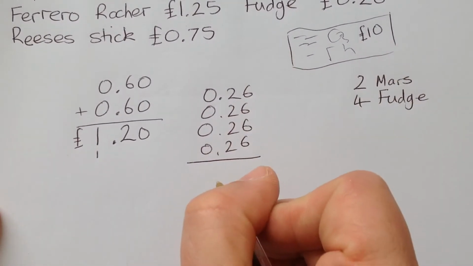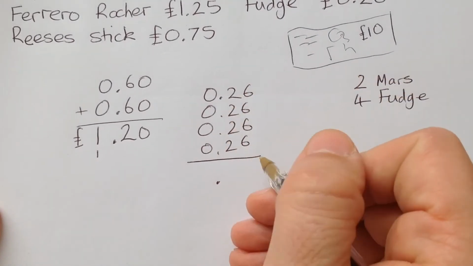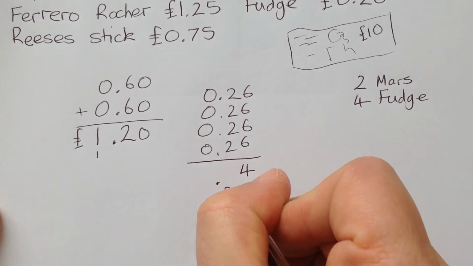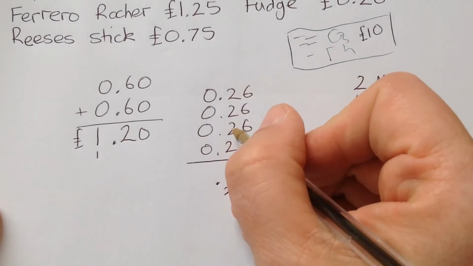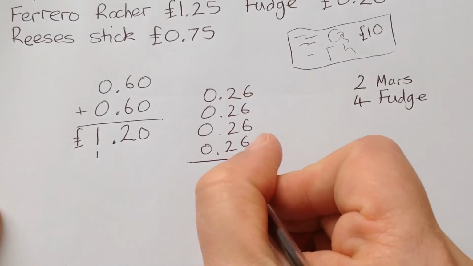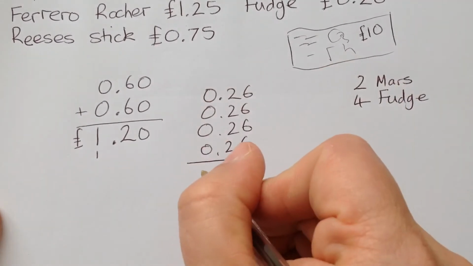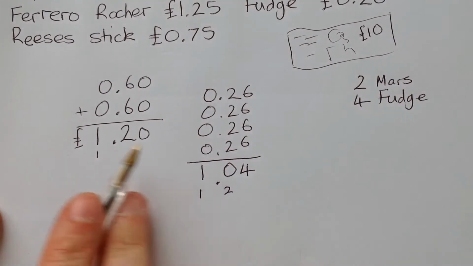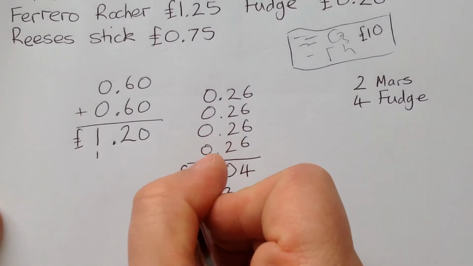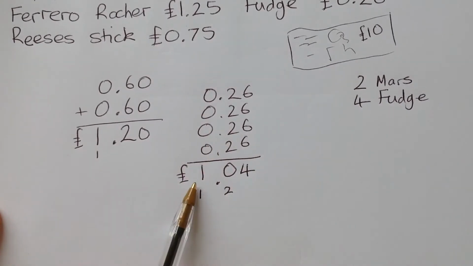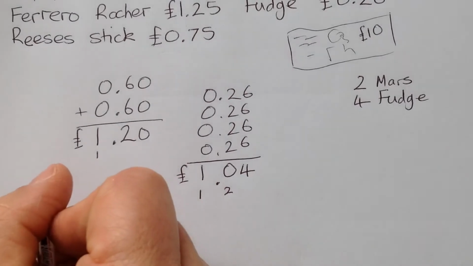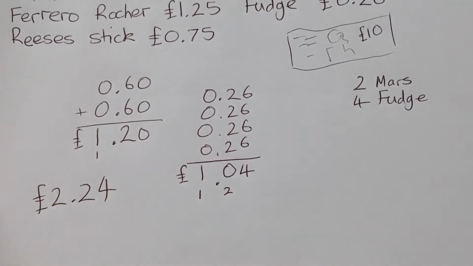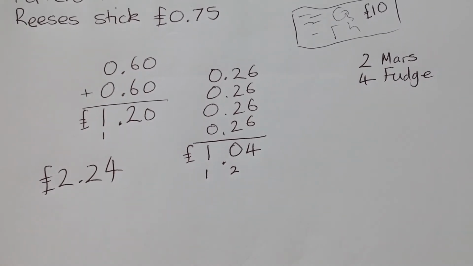So let's put my decimal point in. 4 6s are 24. So I put the 4 in and carry the 2. 1, 2, 3, 4, 5, 6, 7, 8, 9, 10. Carry the 1 and that's on its own. So £1.04. Brilliant. Now let's add these two together. So I've got £2.24. So far I've spent £2.24. I'm well under a tenner, so I can carry on if I want.